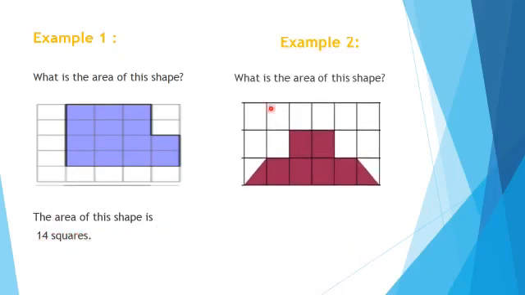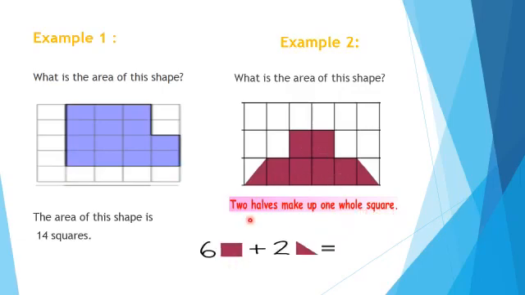Example number 2. What is the area of this shape? This shape consists of whole squares and half squares. So, to find out its area, we have to keep in mind that two halves make up one whole square. So, its area will be 1, 2, 3, 4, 5 and 6 whole squares plus these two half squares equal to 7 squares. So, the area of the shape is 7 squares.